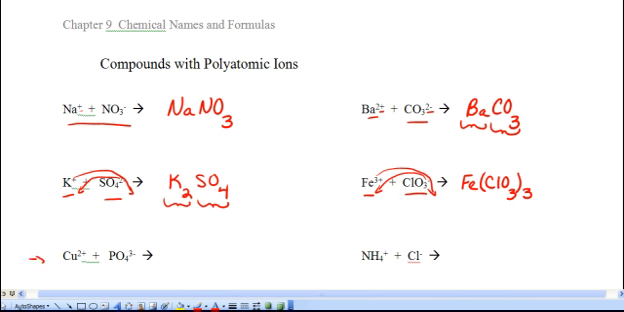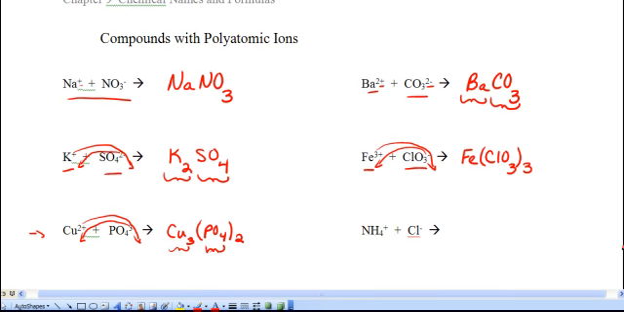Going down to the next example. Copper 2+ combining with a phosphate ion. The 3 will go with the copper, the 2 will go with the phosphate. So you have Cu3. The phosphate is PO4, but you need to put a 2 behind it, so you put the PO4 in parentheses and then put the 2. So this formula is Cu3(PO4)2. Looks like there's a lot going on in there, but all this is saying is that you need 2 of those phosphates to balance the charge of 3 of these coppers. Alright, so Cu3(PO4)2.